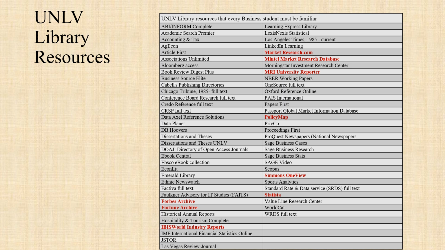Okay. Some of the things that we're going to talk about today are the IBISWorld Industry Reports. We're going to show you a little bit about MarketResearch.com and the Mintel Market Research Database. MRI is covered in a separate video. I'll show you PolicyMap very quickly, Simmons OneView, and of course I have a comment or two to make about Statista, which is available in a much better version through the library than strictly online.